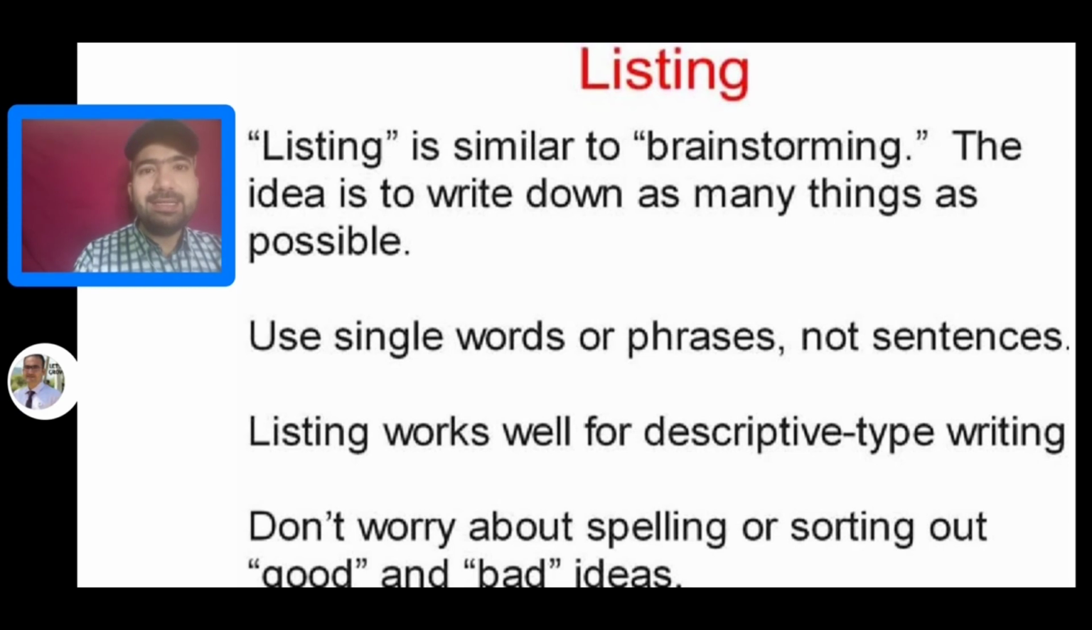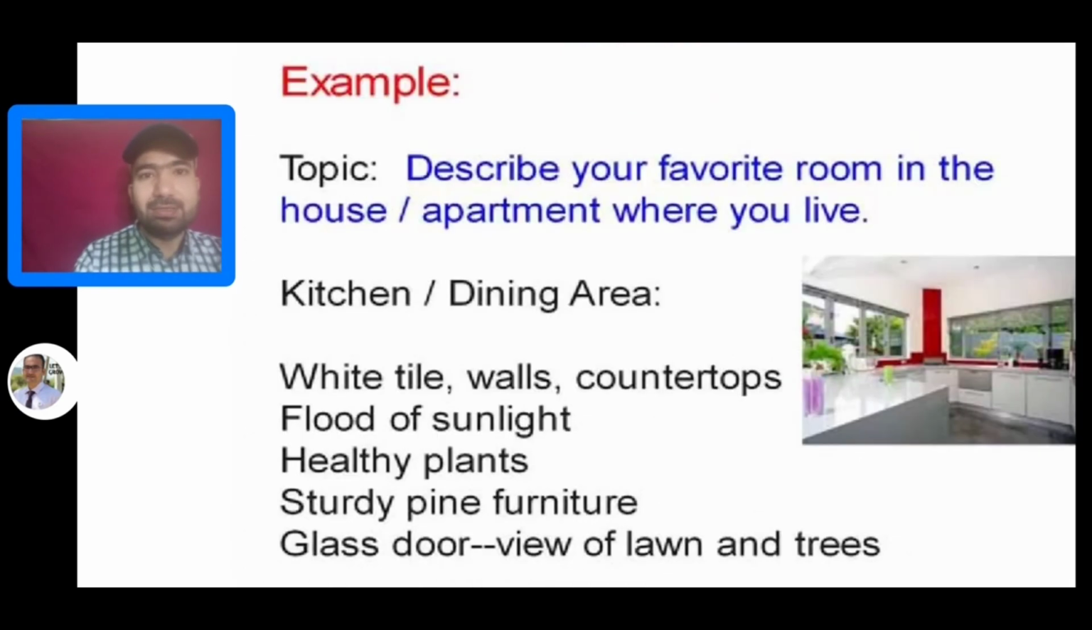Listing. Listing is similar to brainstorming. The idea is to write down as many things as possible. Use single words or phrases, not sentences. Listing works well for descriptive writing. Don't worry about spelling or sorting out good and bad ideas. Just get started with the write-up.